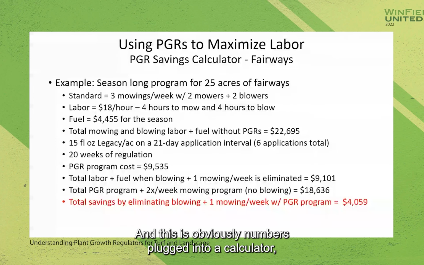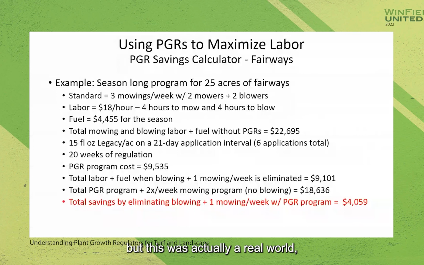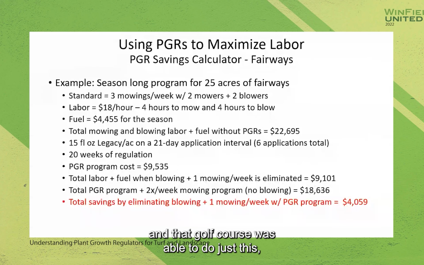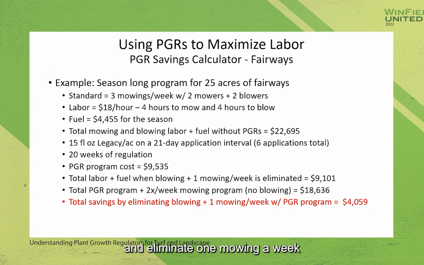And this is obviously numbers plugged into a calculator, but this was actually real world. We worked with a golf course this year to come up with these numbers. And that golf course was able to do just this, eliminate blowing altogether and eliminate 1 mowing a week and saved about $4,000 to $5,000 over the course of the season. So it is possible. I think it depends on everyone's situation, but we do have a calculator available.